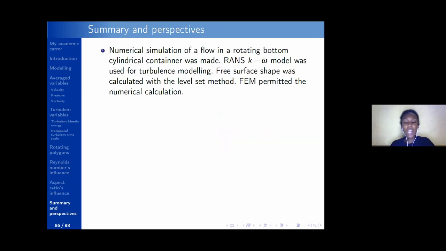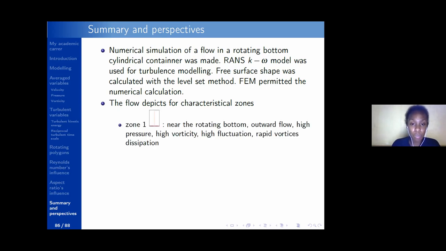So to summarize, numerical simulation of a flow in a rotating bottom cylindrical container was made. Rand's K omega model was used for turbulence modeling. Free surface shape was calculated with the level set method, and the finite element method permitted the numerical calculation. The flow depicts four characteristic zones.